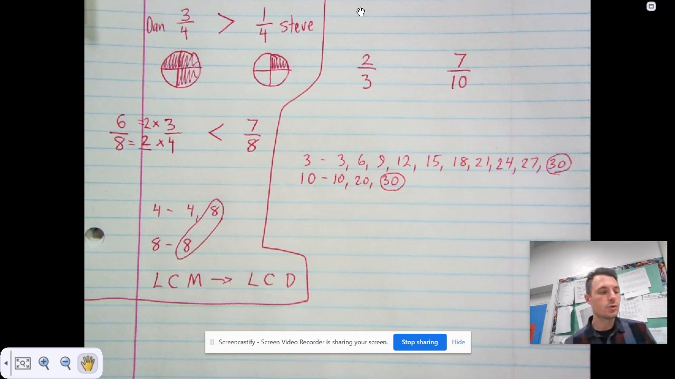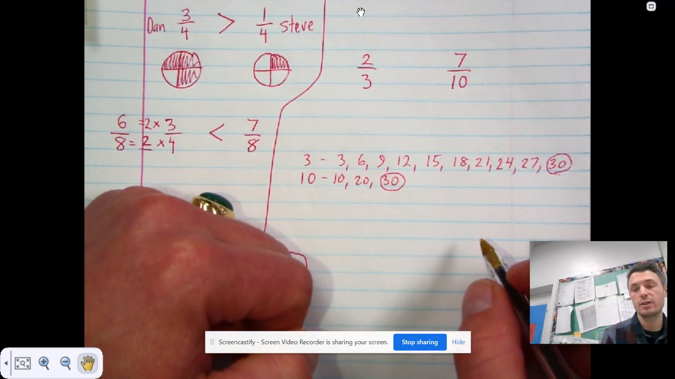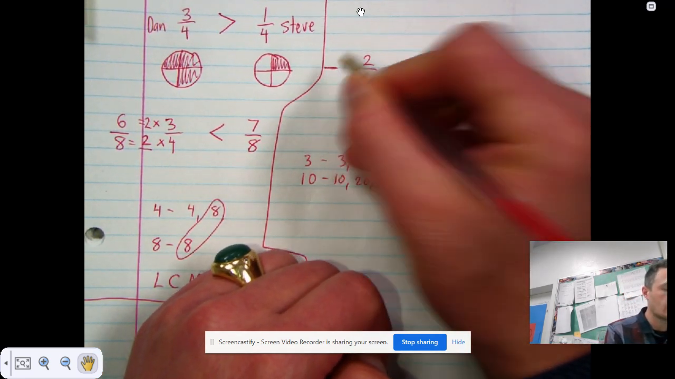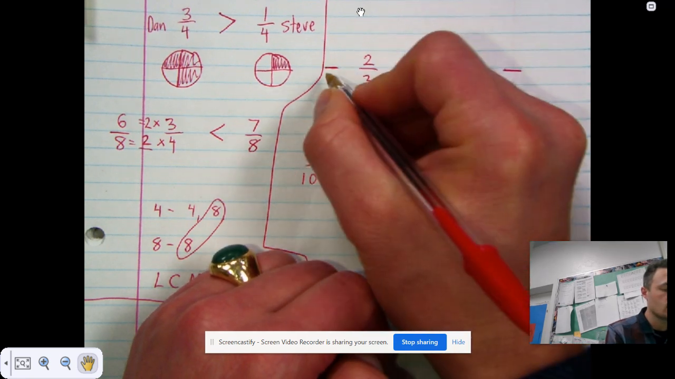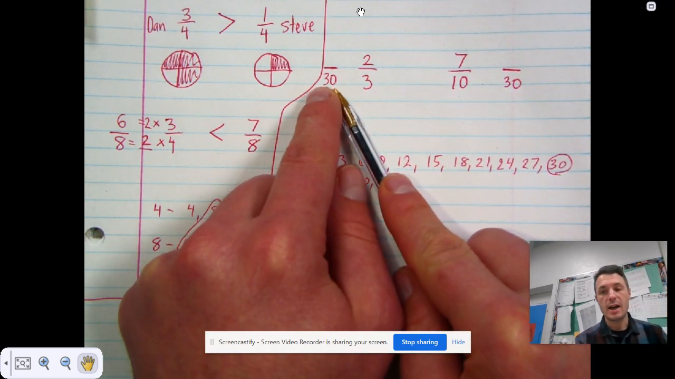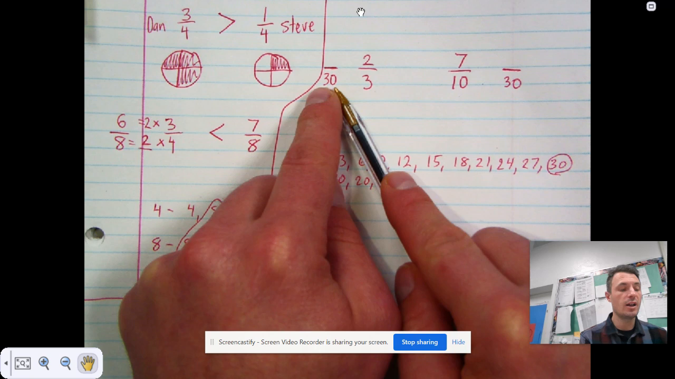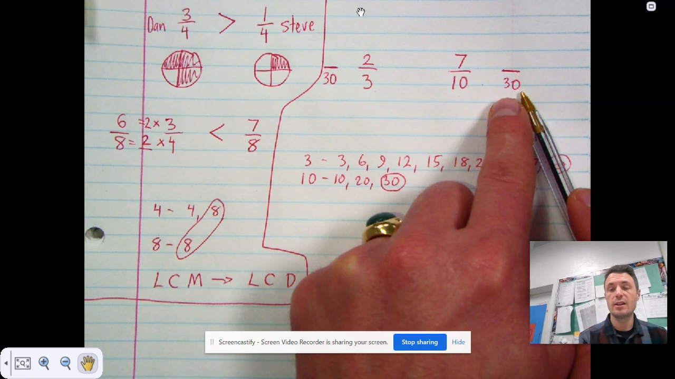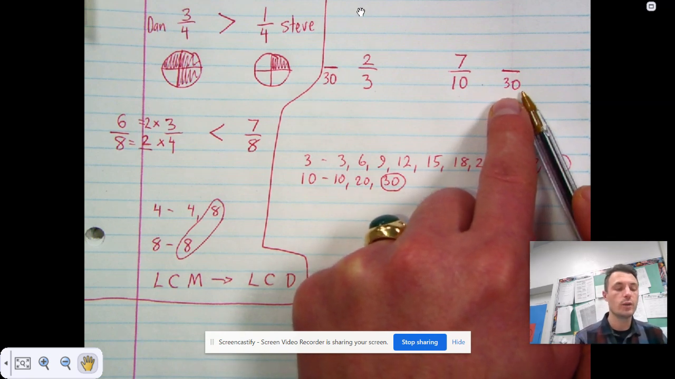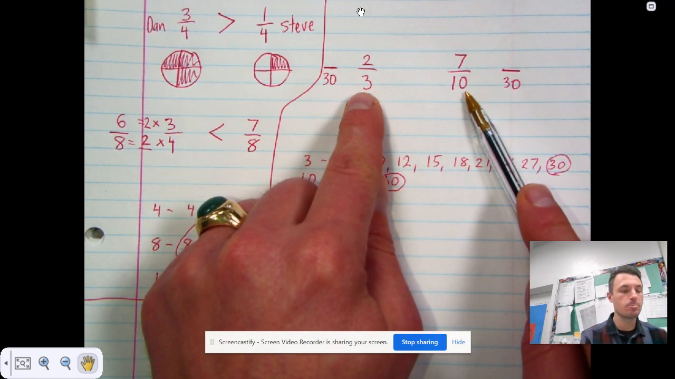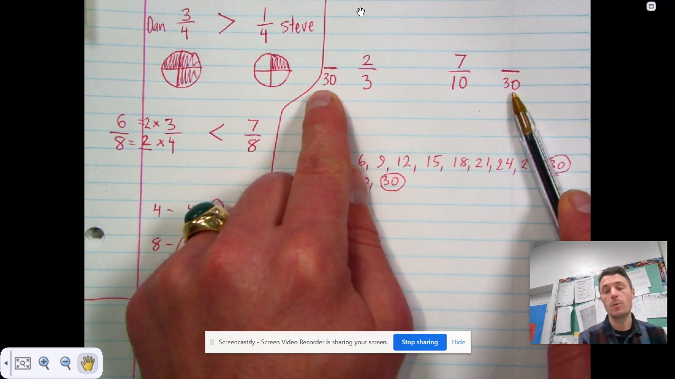It's 30. So now we're going to change both fractions to have a denominator of 30. And the way we do that is we're going to make equivalent fractions next to each of these fractions. They're both going to have a denominator of 30. This one is going to have a denominator of 30, but it's going to be an equivalent fraction to 2/3. This one is also going to have a denominator of 30, and it's going to be an equivalent fraction to 7/10. So we're going to be able to compare these two fractions with the same denominator. So then that's going to make them easy to compare.